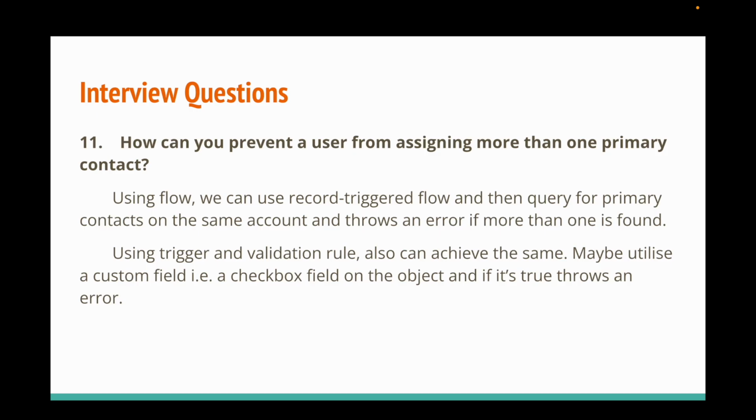And similarly, if we talk about the trigger, we can even utilize the validation rule as well. So we can create a custom field on the object, and we can make it check if more than one primary contact gets added, and then throw an error.